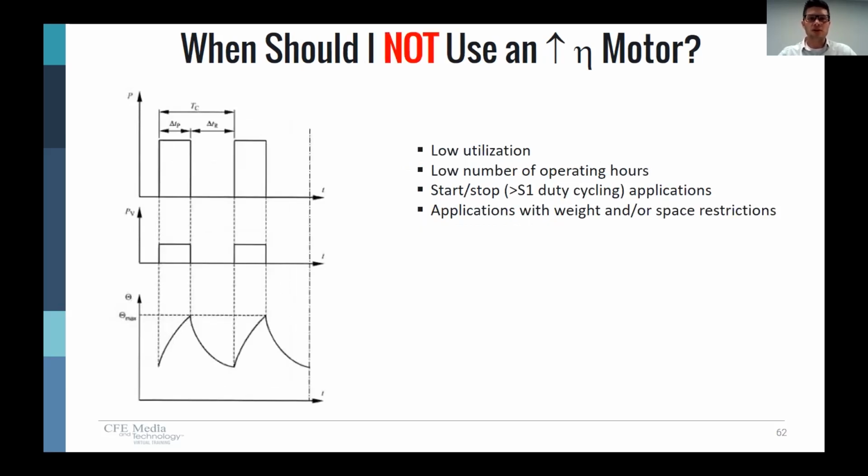And when would we not want to use one? Well, of course, the exact opposite. If the utilization is bad, like the motor is really underloaded, if you're starting and stopping that motor all the time, or if you have a low number of operating hours, if you only run this motor for 15 minutes, half an hour or an hour a day, when are you going to end up gaining back the money you put in on your initial cost for the motor? It's going to take a long time for the amortization to occur, and it's not going to be worth it for you. So you also need to know when you shouldn't use an energy efficient motor.